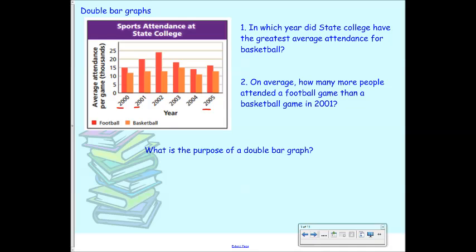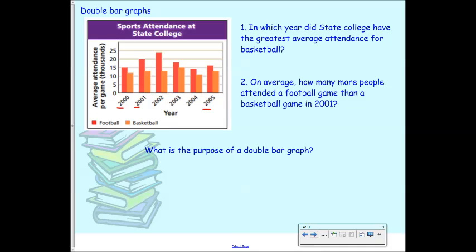All right, now you can answer some more nitty-gritty questions, like in which year did State College have the greatest average attendance for basketball? 2003. How do you know that? It's higher than the rest of them. Which one are you comparing it to in that case? All of the basketball. So do I care about the red ones? No, I just care about the yellow-orange color, whatever the other color is, right?